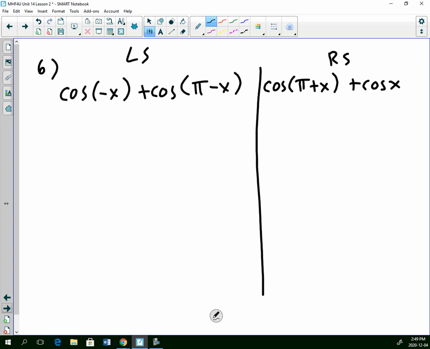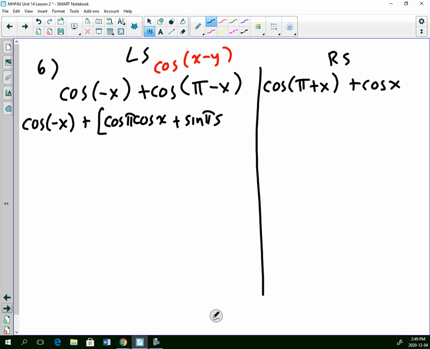Okay, so I'm going to leave the cosine of negative x for now. Just let's leave it. So cosine(pi - x) is a compound angle, right? So I'm going to use the formula cosine(x - y). So I'm going to expand this into cos x cos y plus sine x sine y. So it'll be cosine x, well x is pi, and then cosine y, which is x, and then plus sine x, x is pi, and sine y, y is x.